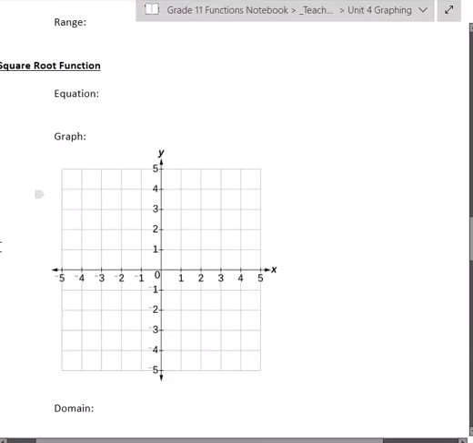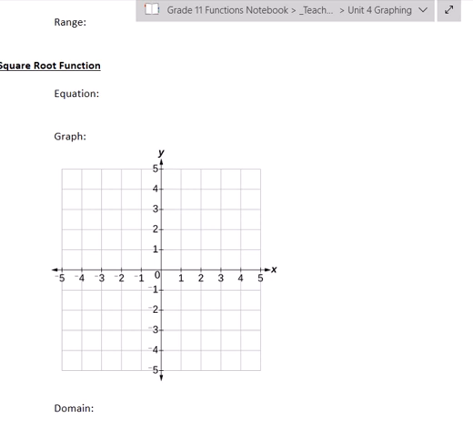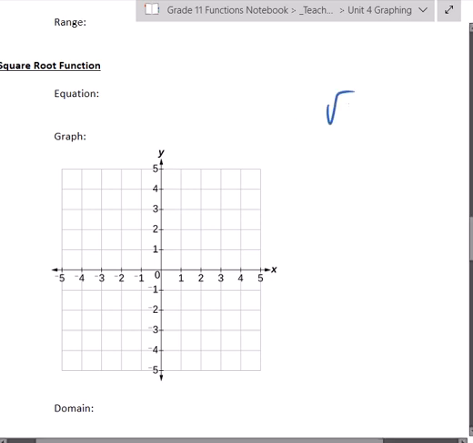Let's go down to the square root function here. So we have the square root function. So we know what the square root sign is. This is the square root. The square root function, its parent function is y equals the square root of x. So this is our parent function for a square root function.